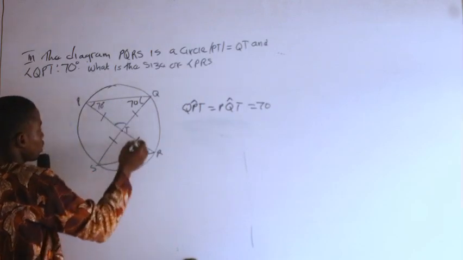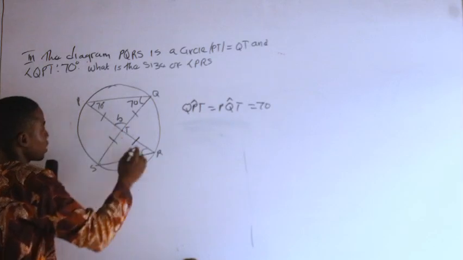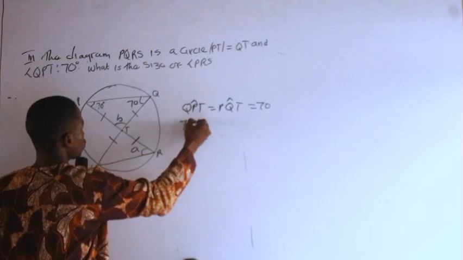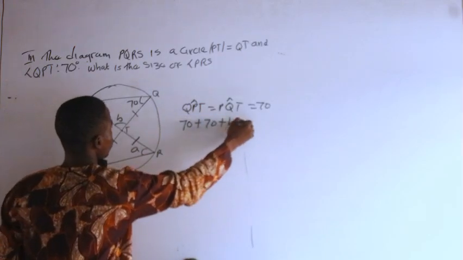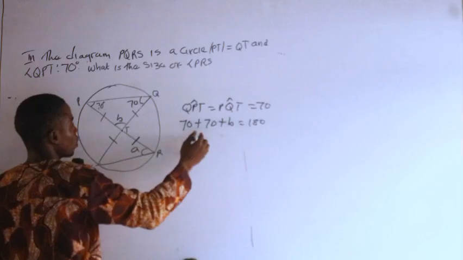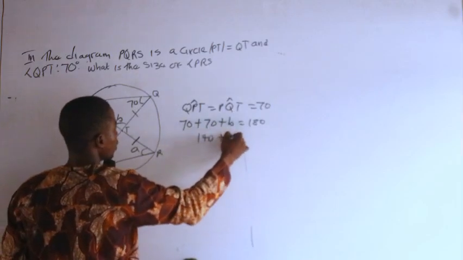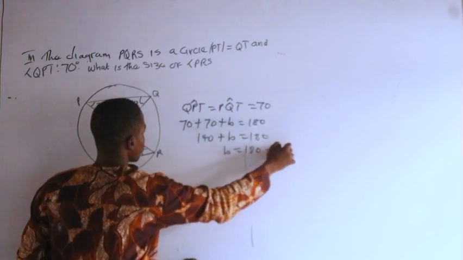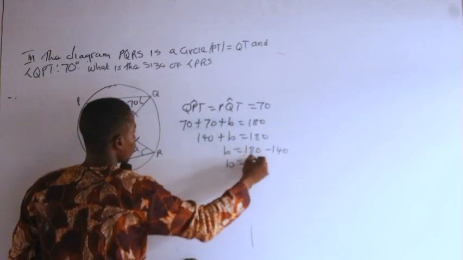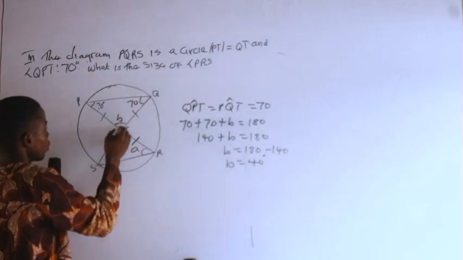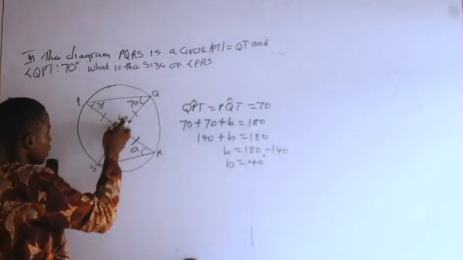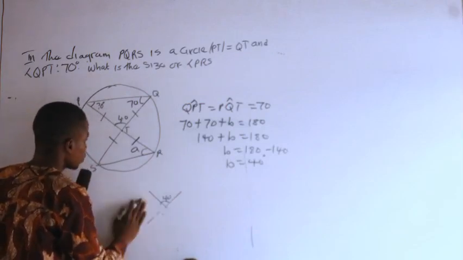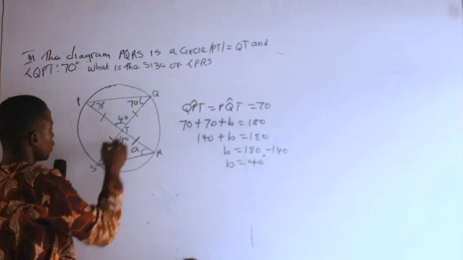Now, let us call this one angle B. To find it, the angle like this will be 70 plus 70 plus B equal to 180. It will now be 140 plus B equal to 180. B equal to 180 minus 140. B equal to 40 degrees. The angle of this place is 40. What will be here? 40. Are you hearing me now? This one is 40.